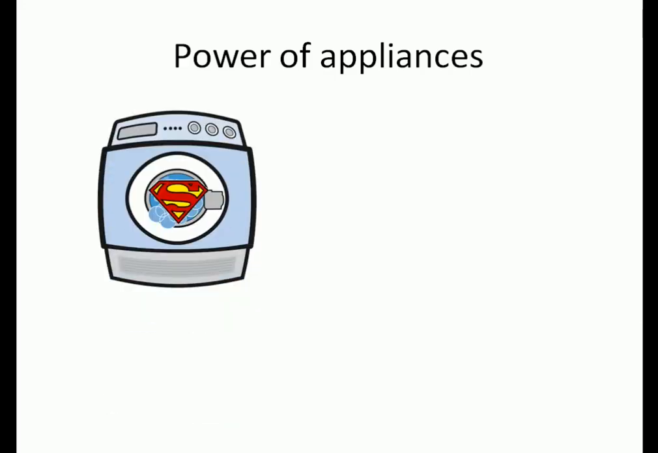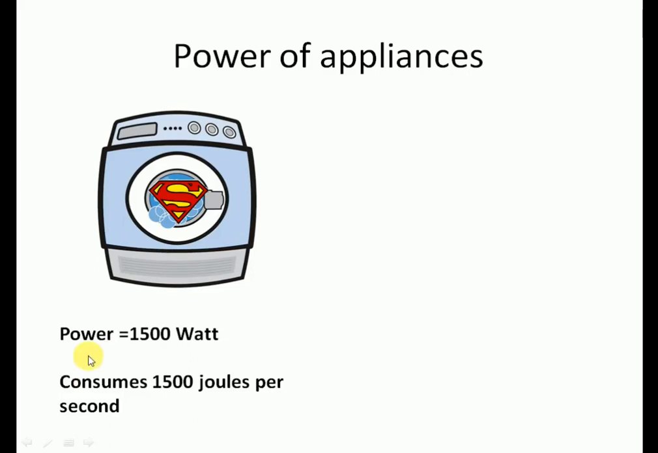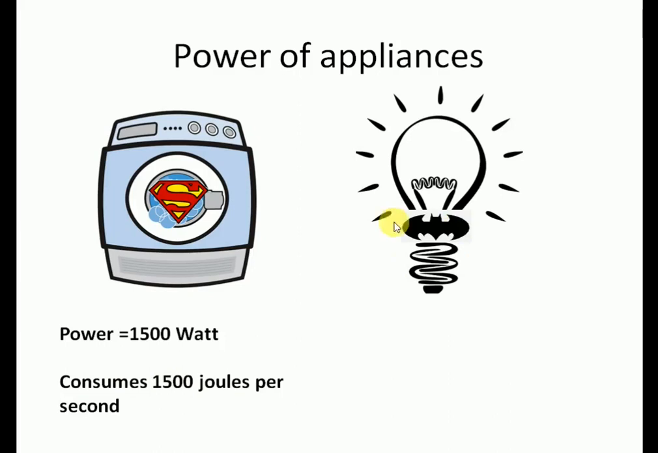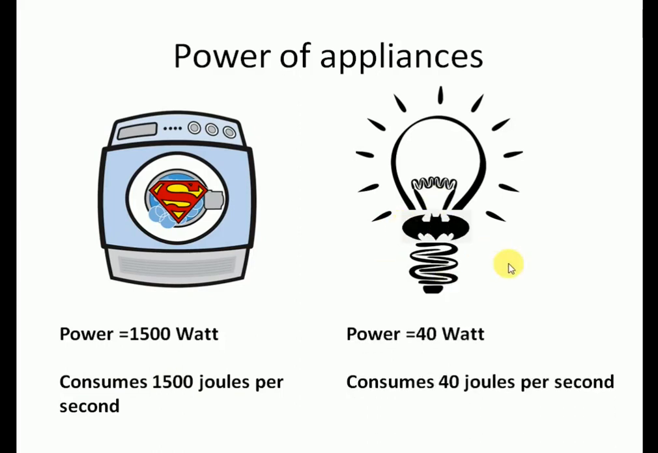Power of electrical appliances. Some appliances are powerful, like a washing machine. The power of this washing machine is 1500 watt, which means it consumes 1500 joules of energy per second. And some appliances are not that powerful, like an electric bulb. Its power is 40 watt, which means it consumes 40 joules of energy every second.